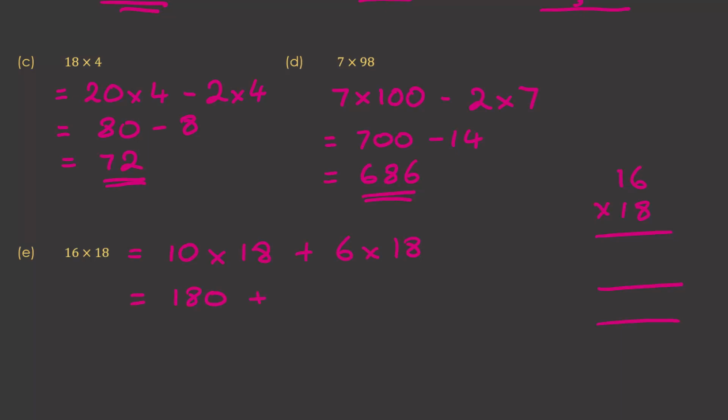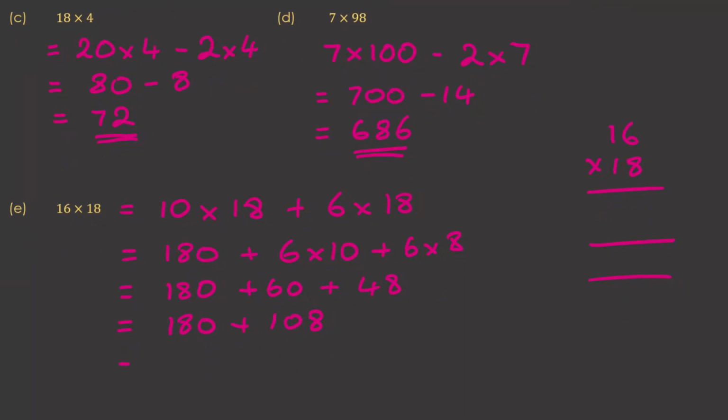And then 6 times 18, I could do that as 6 times 10 and 6 times 8. So that's going to be 180, add 60, add 48. And if I add the second 2 there, that's 108. And so that is going to be 180 and 100. So we're doing 180 add 100. That's going to be 280. And then we add another 8. So that's going to be 288.